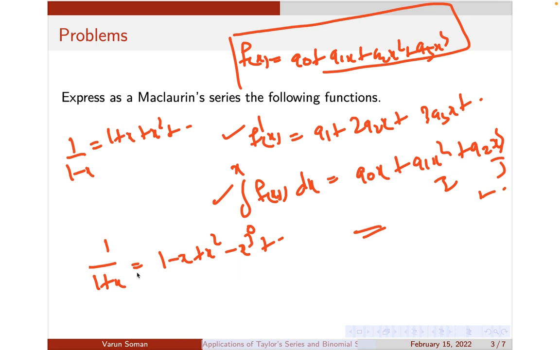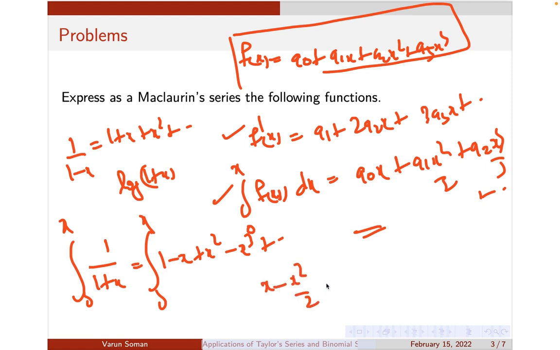Now if I integrate this from 0 to x, what will I get? I will be getting log 1 plus x, since the integral of 1 by 1 plus x is log 1 plus x. Then I will have to integrate the series also. So what will I get? It will simply be x minus x square by 2 plus x cube by 3 minus x raised to 4 by 4. So the expansion of log 1 plus x is x minus x square by 2 plus x cube by 3 minus x raised to 4 by 4 plus etc., which is the same expansion we got by using the formula directly. So this is an alternate method also.